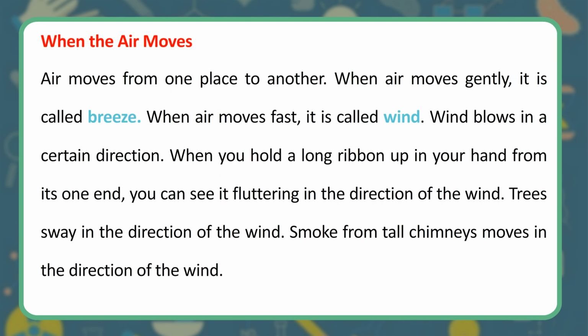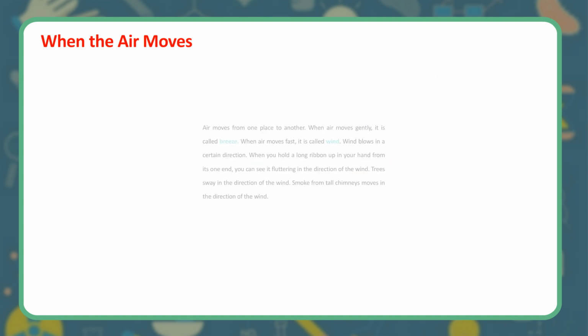When the air moves from one place to another. When air moves gently, it is called breeze. When air moves fast, it is called wind. Wind blows in a certain direction. When you hold a long ribbon up in your hand from its one end, you can see it fluttering in the direction of the wind. Trees sway in the direction of the wind. Smoke from tall chimneys moves in the direction of the wind.